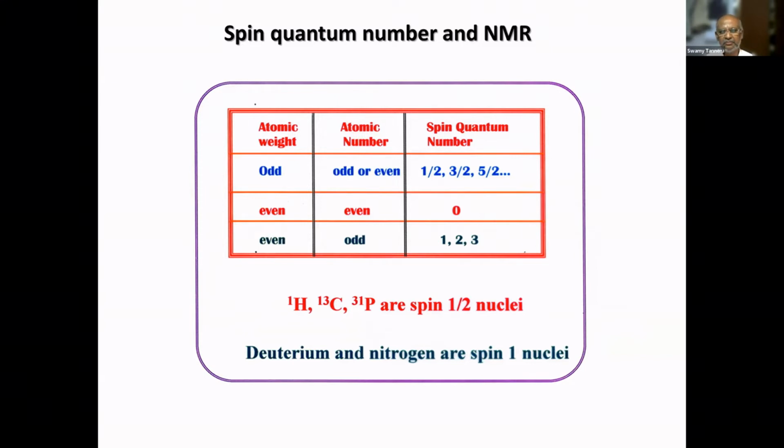The spin quantum number can be 0 or non-zero. In non-zero cases, we have 1/2, 3/2, 5/2, or it can be 1, 2, 3. So, for example, the most frequently used nuclei, proton, carbon-13, and P31, are spin-1/2 nuclei. Deuterium, which is an isotope of hydrogen, and nitrogen are spin-1 nuclei. So deuterium and nitrogen are classified as quadrupolar nuclei, whereas the other ones are dipolar nuclei.